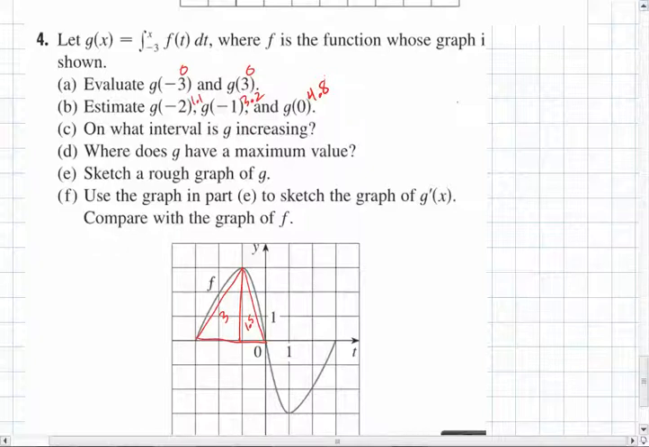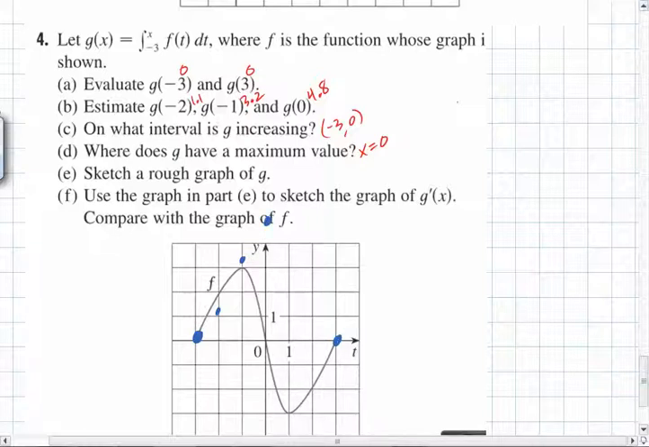On what interval is g increasing? -3 to 0. Nice. Where does g have a maximum value? X equals what? 0, right? Because it's going to decrease after 0, right? Sketch a rough graph of g. So we do this out, and we know it's going to start here. It's going to go 0 there and 0 here, correct? So then at -2, it's like 1.1. And then at -1, it's 3 point something. And then it's 4.8. So it's up there.